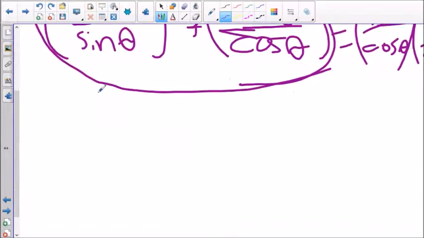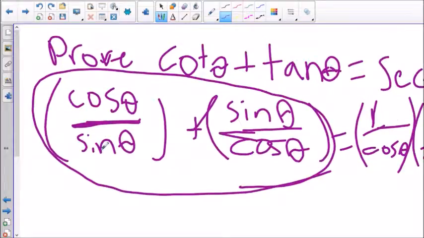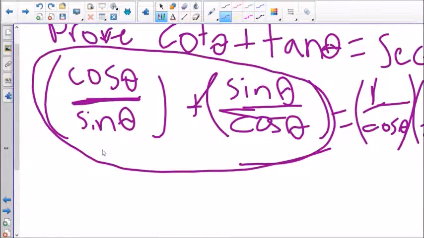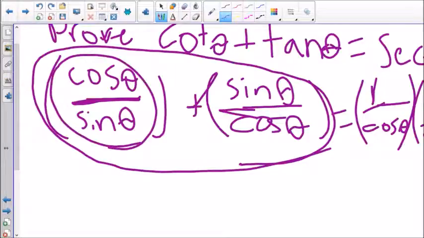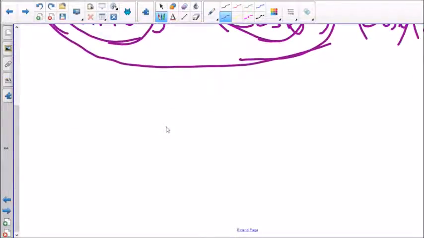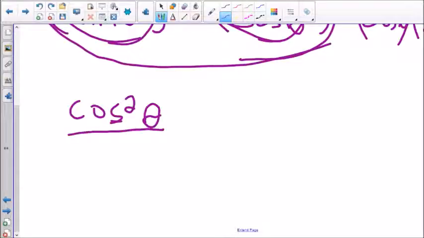Anyway, let's just stick to the left side. We got to get a common denominator for these. So what we do is we multiply this side by cosine and this side by sine. So that would look like this. It would look like this would be the numerator, cosine, and I'm just gonna simplify it as I go. It would be cosine times cosine, making this cosine squared theta, and the bottom would be sine theta times cosine theta.